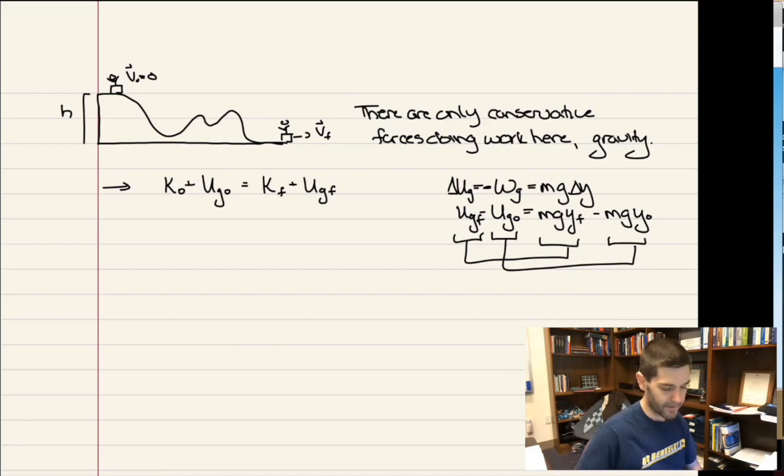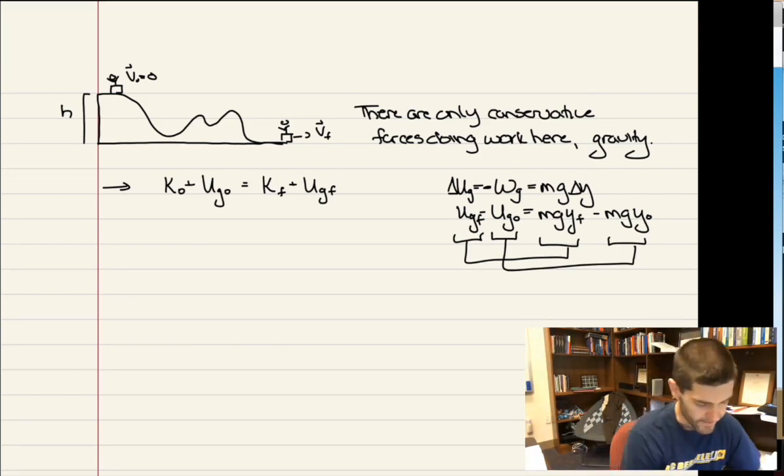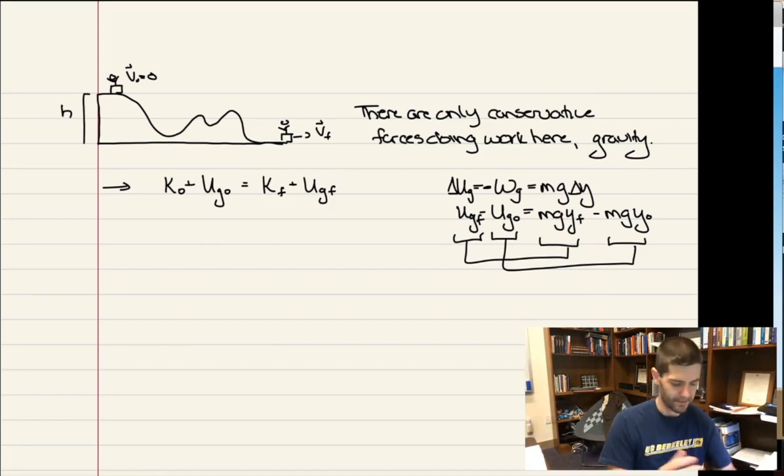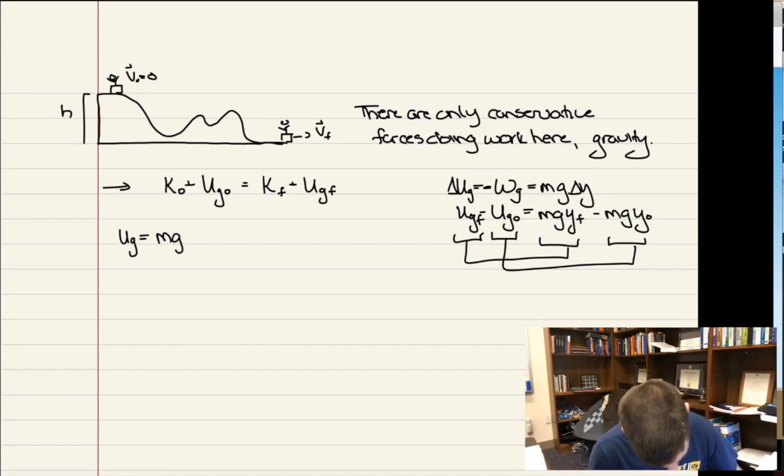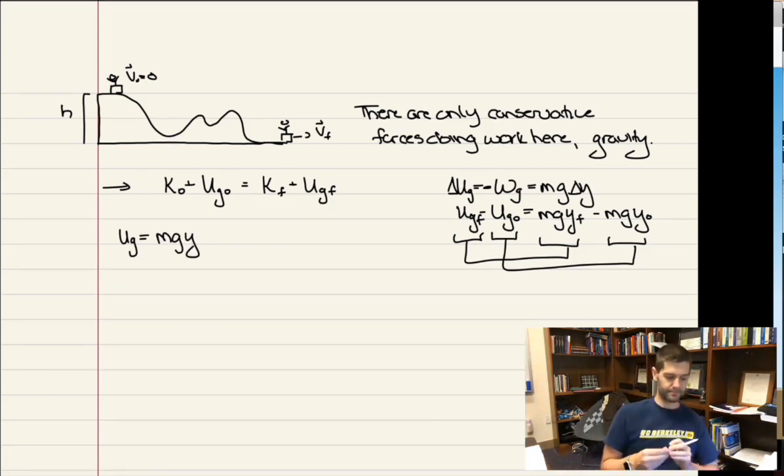Again, since it's only really the change in potential energy that matters, you really only care about how the potential energy has changed overall. But typically, and I think your book takes this, your book defines the potential energy at a point as mg y at that point.